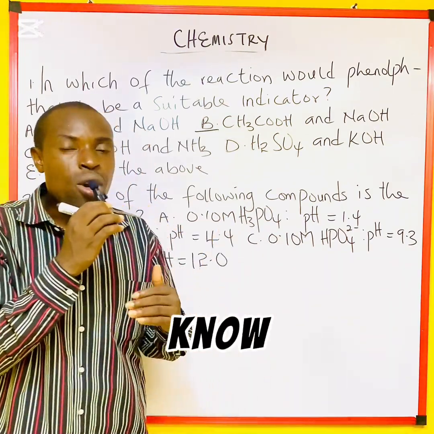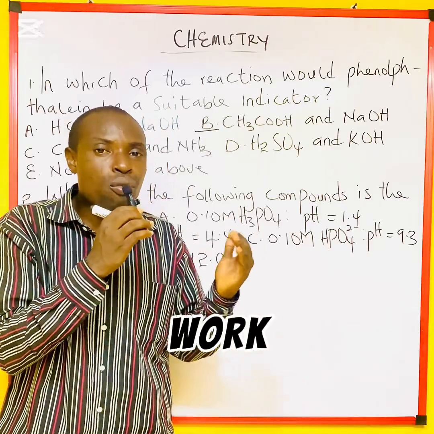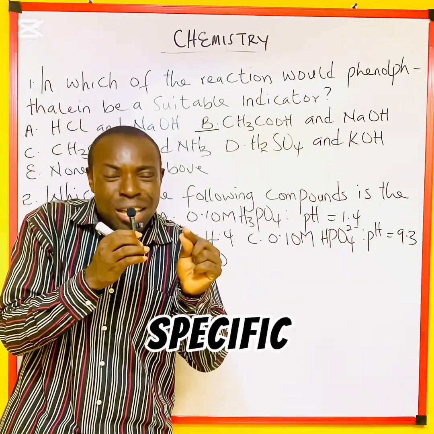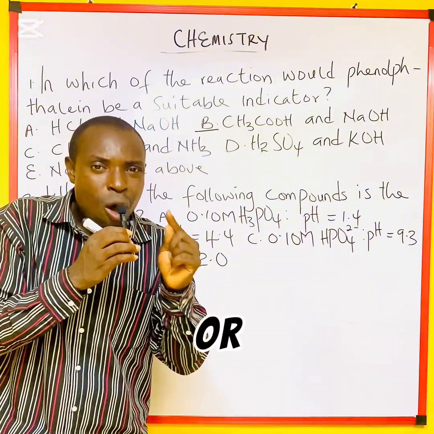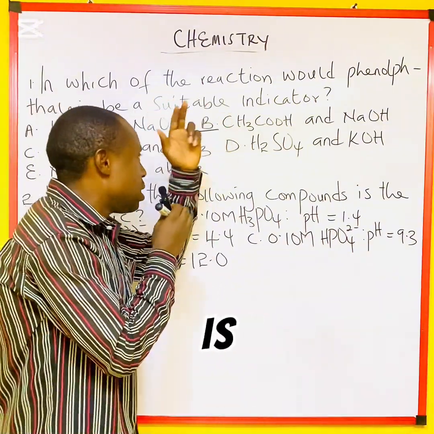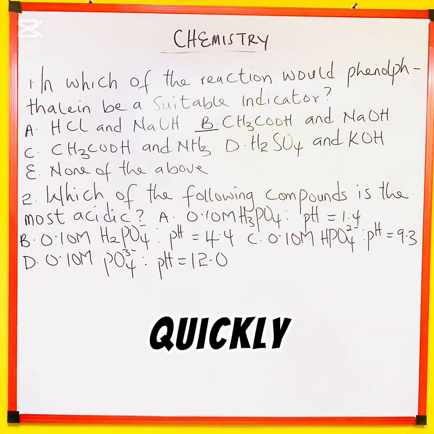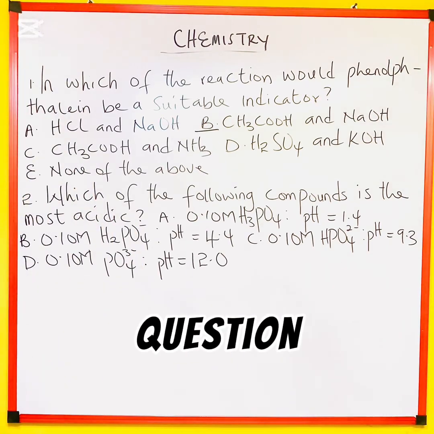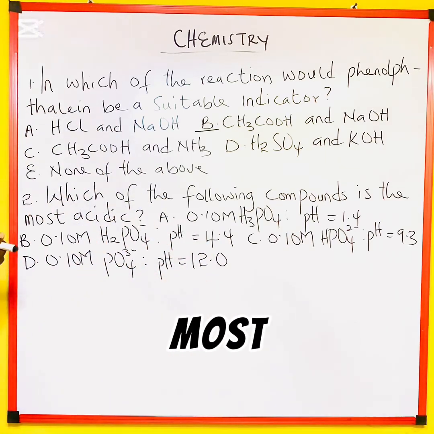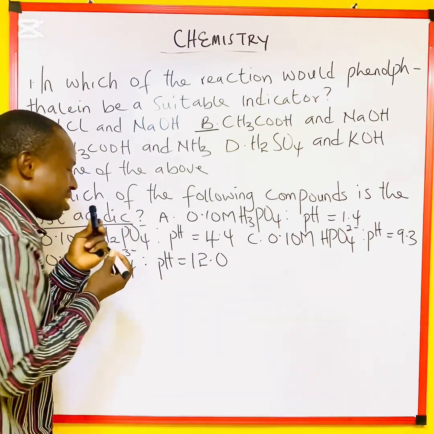Even though we know that any indicator can work for A and D, we tend to be specific in our answers to questions. The best option here is B. Now quickly move to question 2. Which of the following compounds is the most acidic?